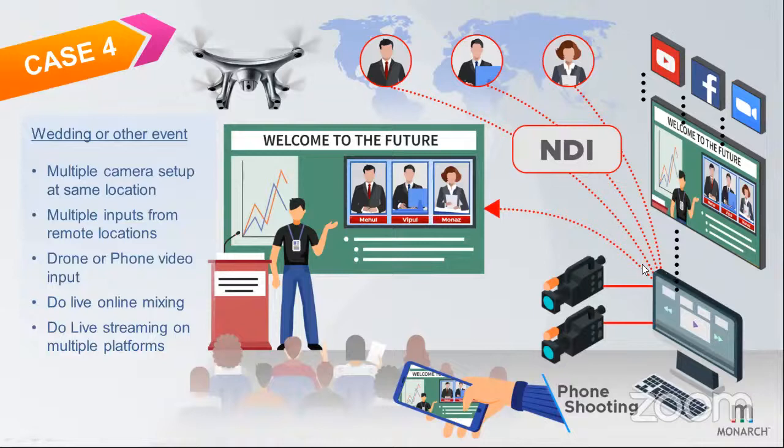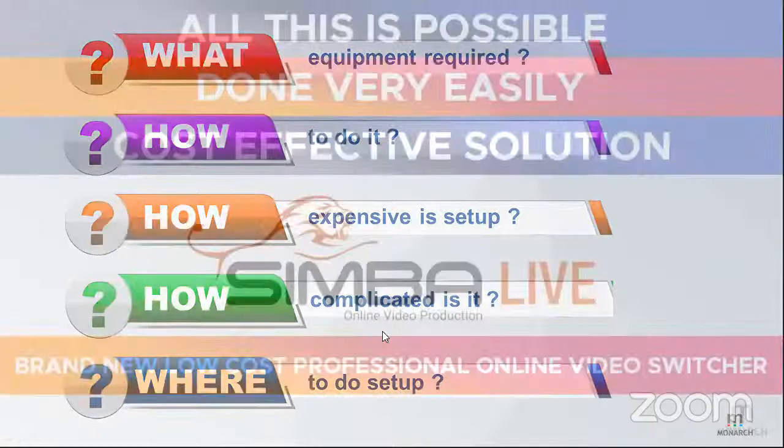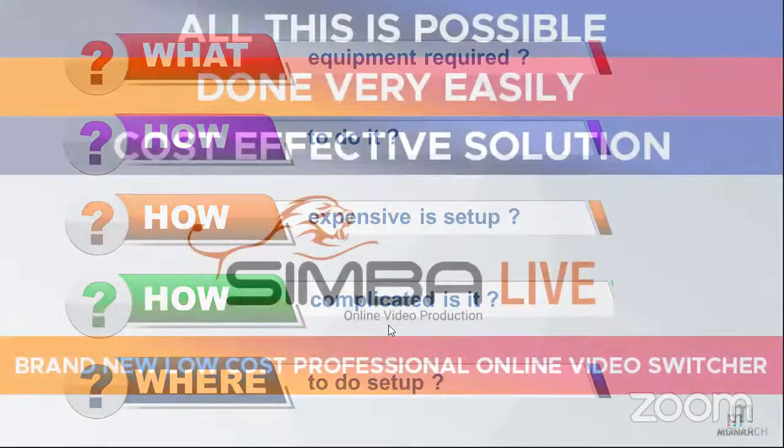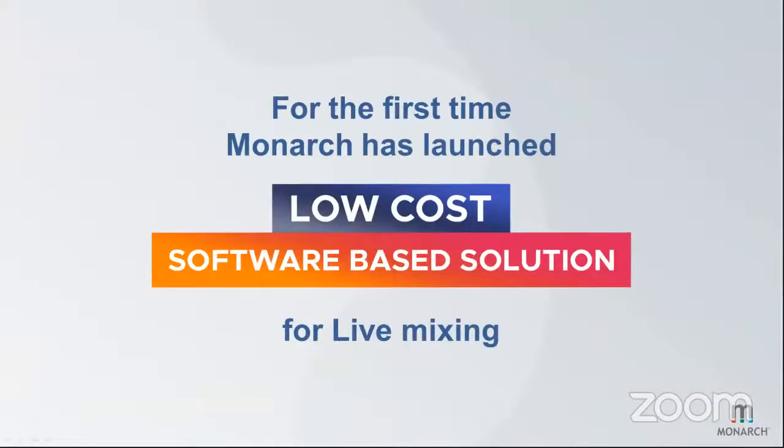So for all these 4 cases, you might have noticed that we just have a Simba system, and whatever inputs and outputs we are getting is coming from a single system. So let's see how it is done, what equipment is required, how complicated it is, and how to set it up. So we will go further and we will try to see how it is done.